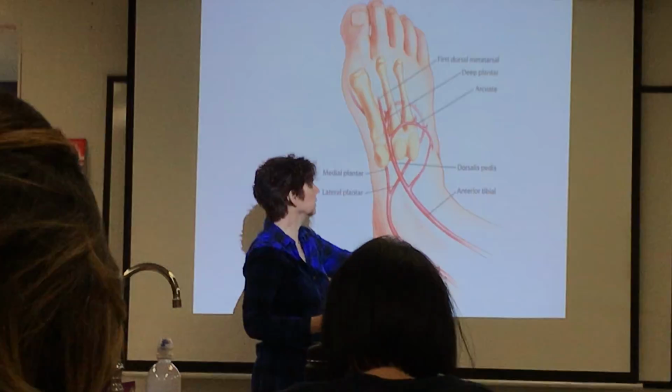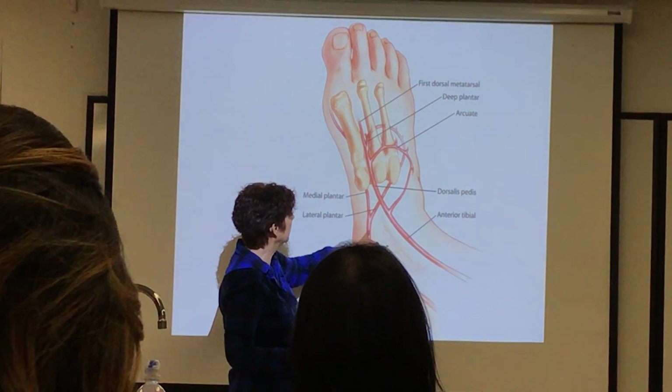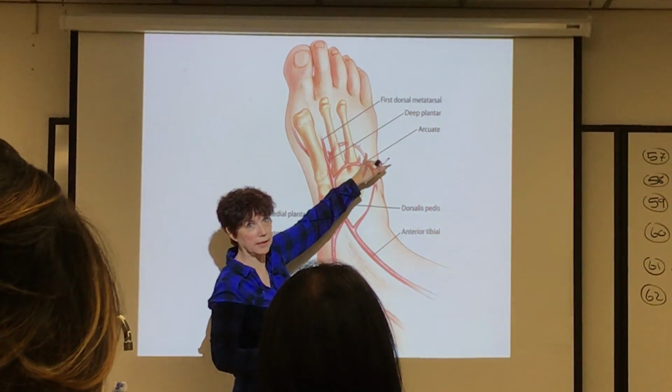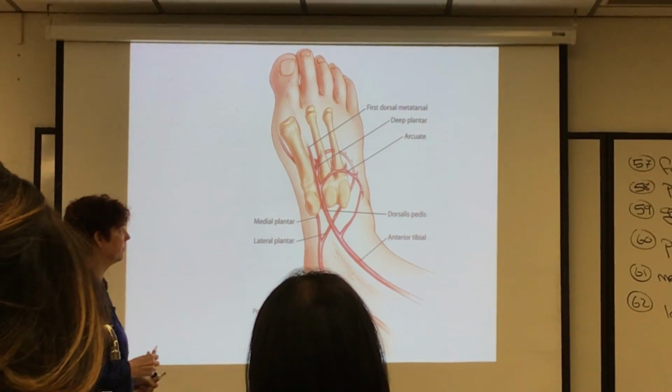So here's a view of the posterior tibial coming behind the medial malleolus, going to the big toe as the medial plantar, and crossing over to the little toe as the lateral plantar. Okay?